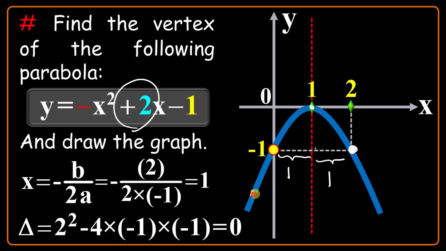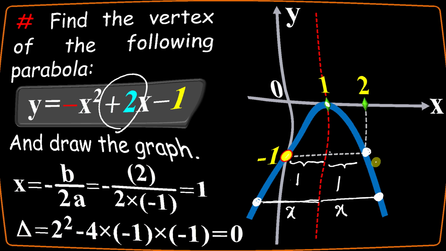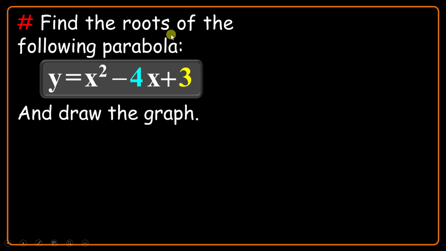Generally, if I select any point here, and if I draw a normal line to the axis of symmetry, and I continue for the same length, I will find the corresponding point on the body of the graph, always. Find the roots of the following parabola, y equals x squared minus 4x plus 3, and draw the graph.